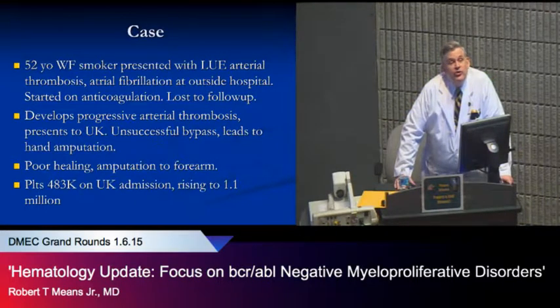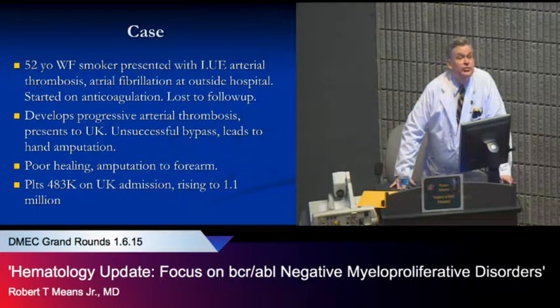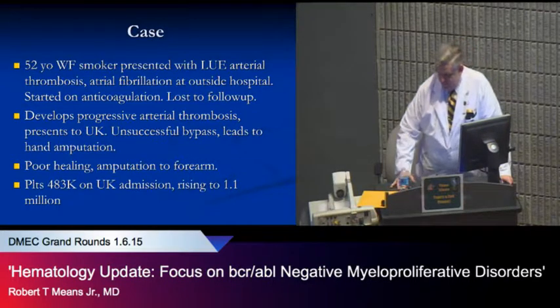When she first showed up in the emergency room with her initial thrombosis, her platelets were 483,000, so above the upper limit of normal, and they gradually and steadily kept rising, and the most recent count that the provider had was 1.1 million. So this is what I was called about on Friday afternoon.